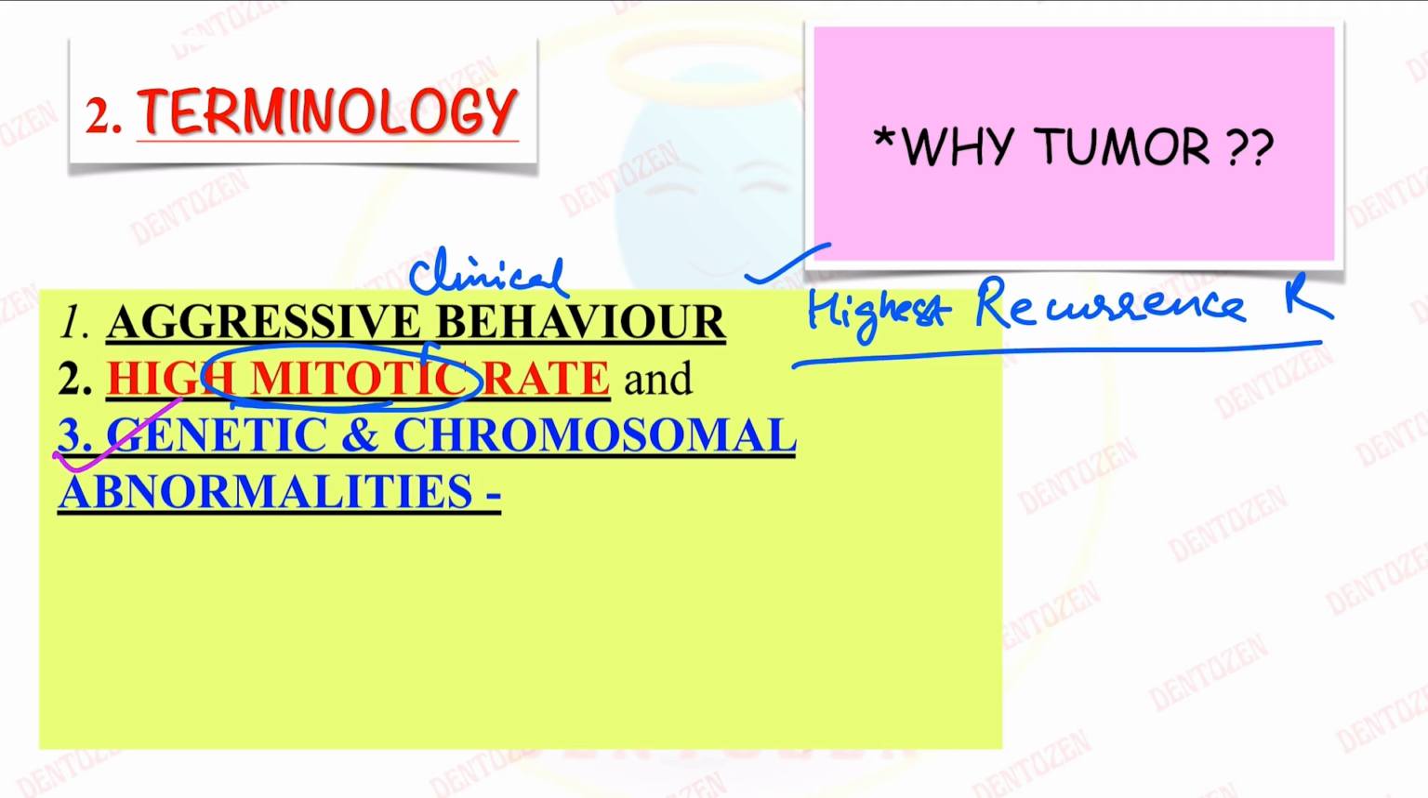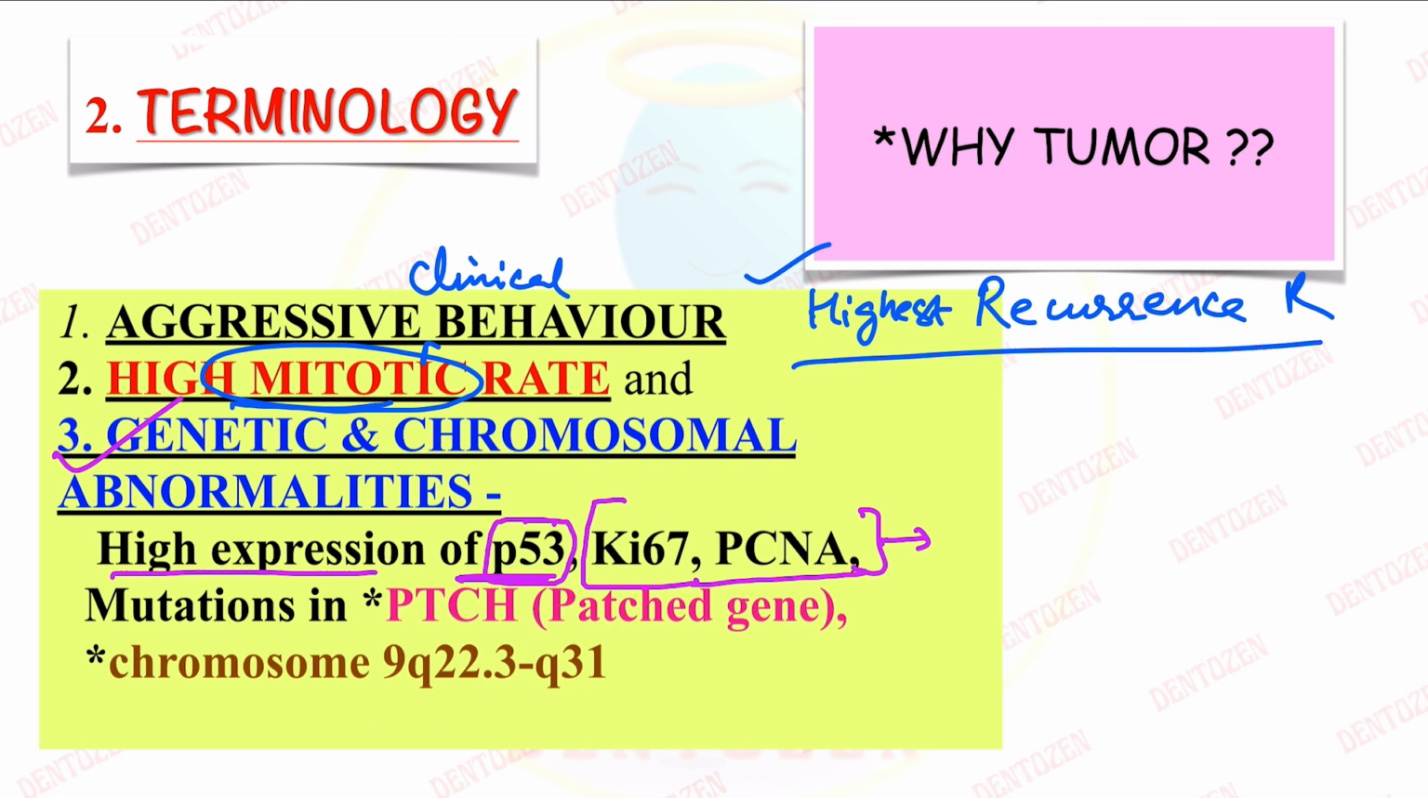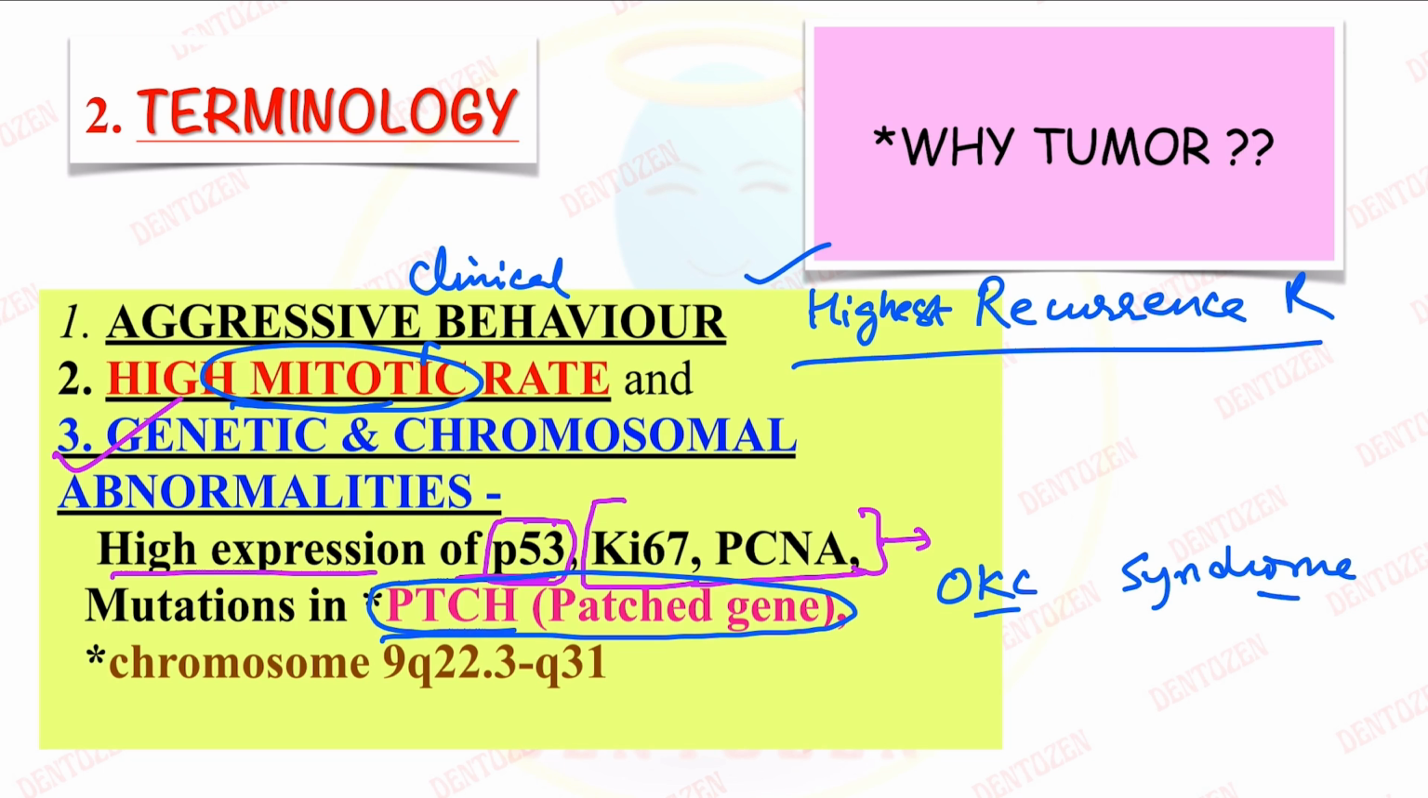Third, there were associated genetic and chromosomal abnormalities like high expression of mutated tumor suppressor gene P53 gene, which is usually seen in malignant cells. Also raised levels of Ki67 and proliferation cell nuclear antigen, which are markers of proliferation, they were raised. Then very important gene, PTCH gene, was also found to be mutated, especially in OKCs which were part of a syndrome. Now another important question here, which is your entrance question, where is this gene located? On chromosome 9q22.3.